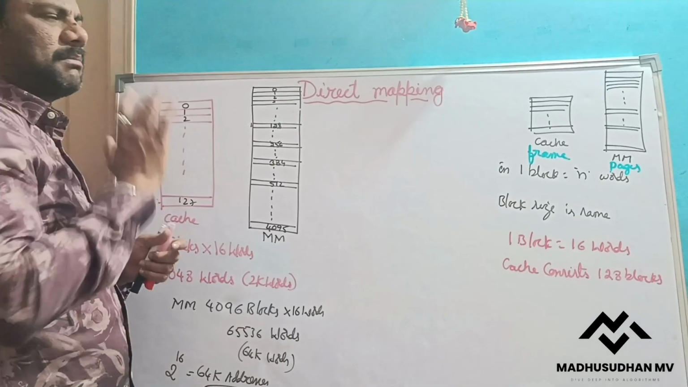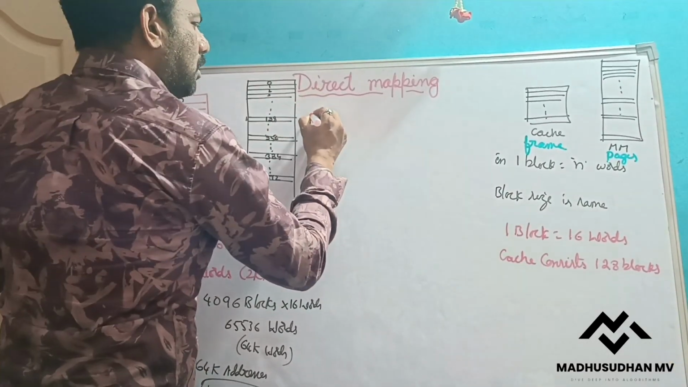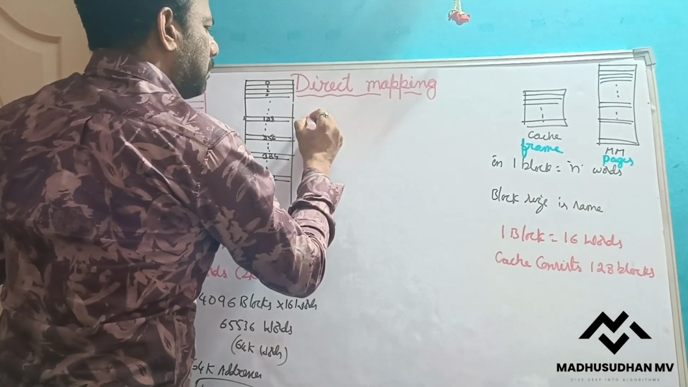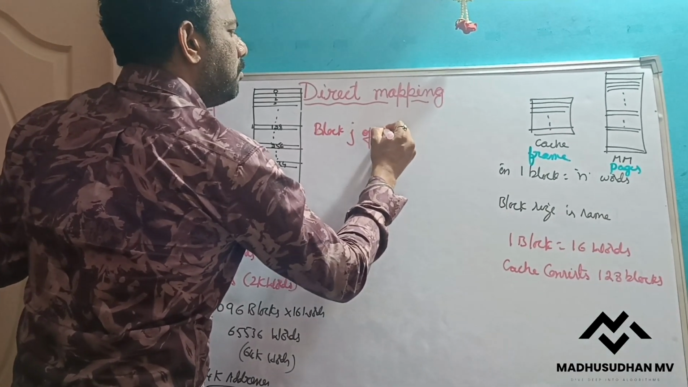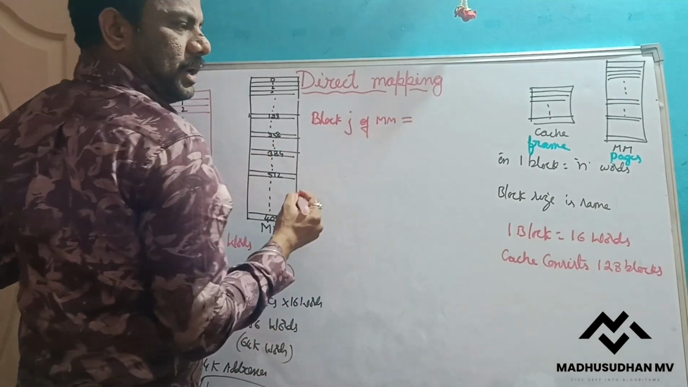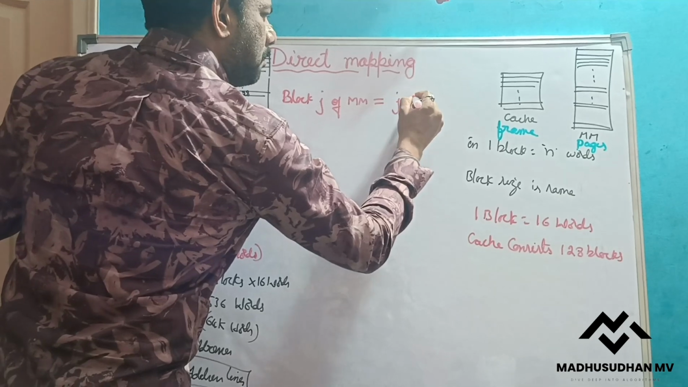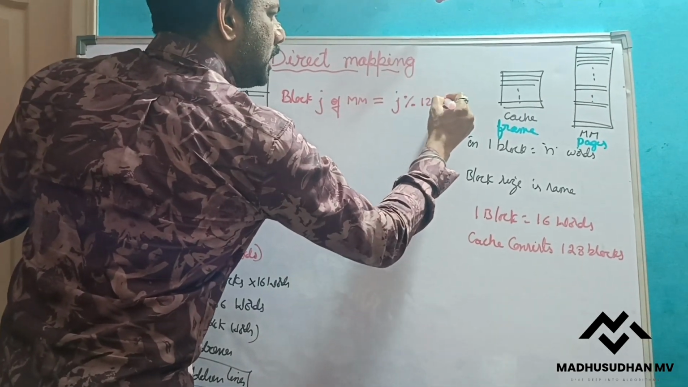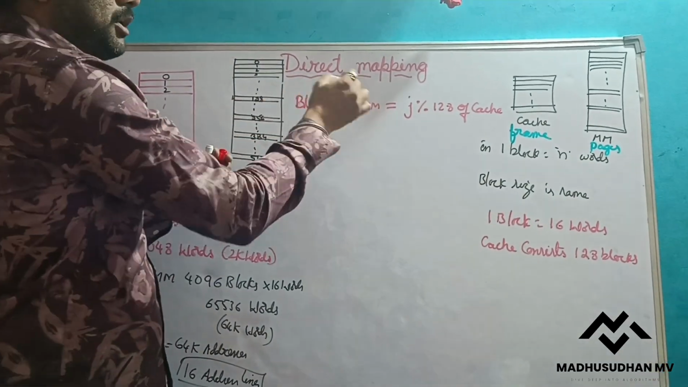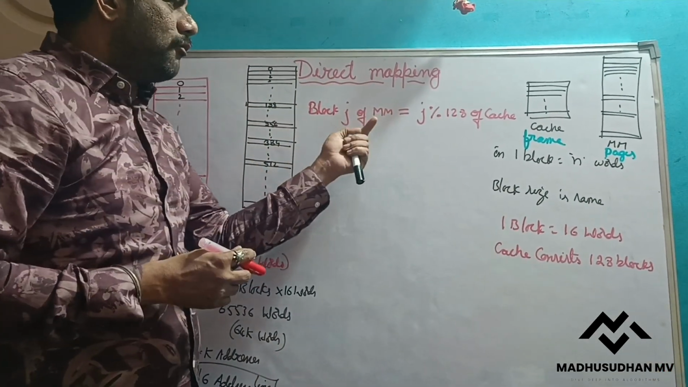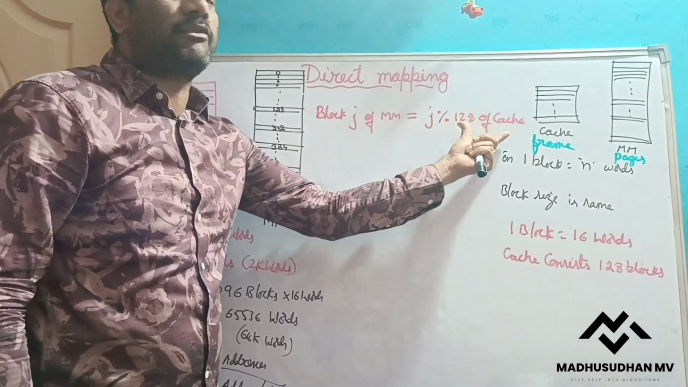In direct mapping, what it says is that block J of main memory is stored in block J modulus 128 of the cache. This is the formula. Block J of main memory is placed in cache block J modulus 128.